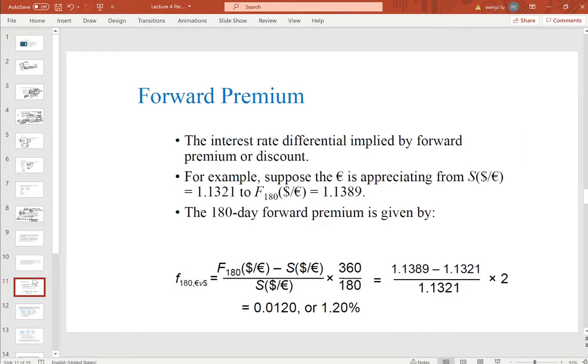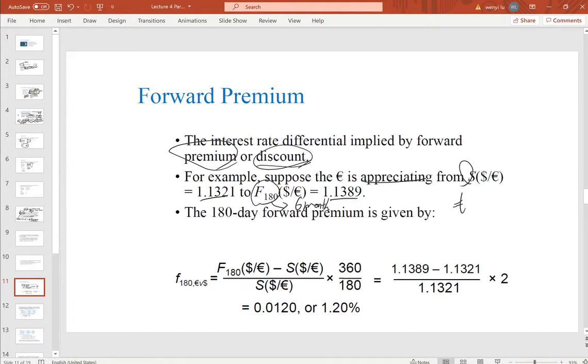Okay, let's go to the next questions. The interest rate differentials are implied by the forward premium or discount. Premium is something what? Higher. Discount means something what? Cheaper. For example, suppose the euro is appreciating from the spot rate to the forward rate. So you can see this 6 months maturity forward contract, and the numbers go up. So that means the euro is what? Is more valuable, so it's appreciating.